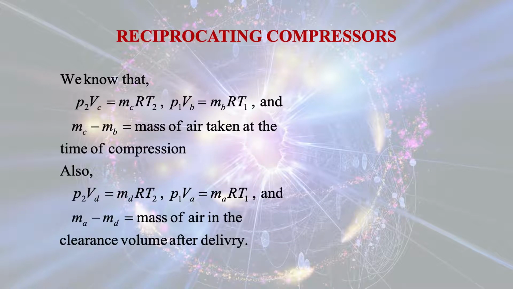We know that P2 Vc is equal to Mc R T2, P1 Vb is equal to Mb R T1, and Mc minus Mb is equal to the mass of air taken at the time of compression. Also P2 Vd is equal to Md R T2 and P1 Va is equal to Ma R T1, because these are the equations for ideal gas, PV is equal to mRT, and Ma minus Md is equal to the mass of air in the clearance volume after delivery.